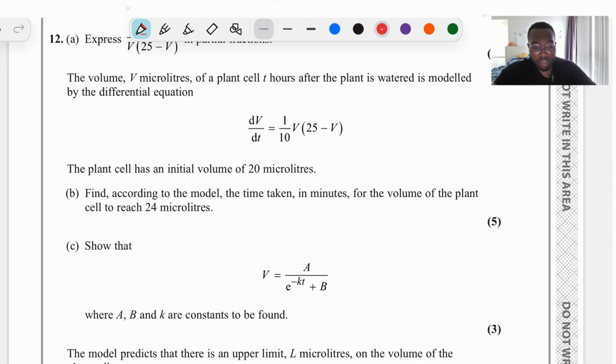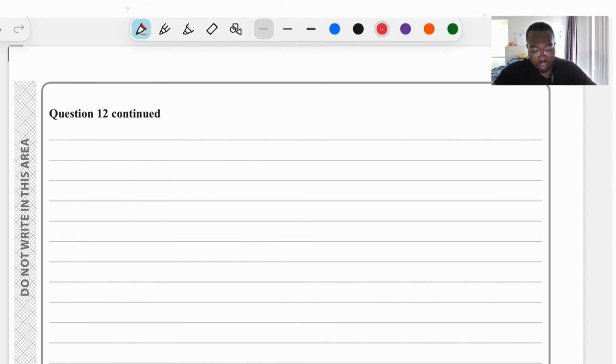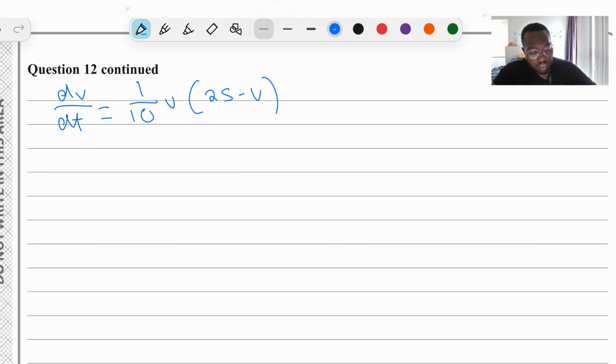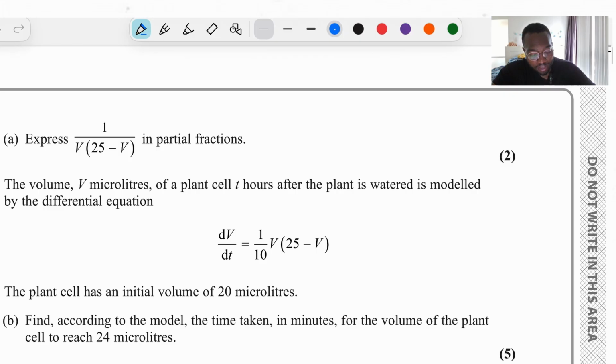So first things first, we need to work out the general equation. If I do that on this page here, what do we know? Well, we are told that dv over dt is equal to 1 over 10 v(25 minus v). So how can we work out the general equation? Well, again, with these, we want to get all our v's on one side and then all of our dt's, or all of our extra values, on the other side. In this case, we know that from part A we have this form here. So really, when it comes to these types of questions, when they tell you to express something in partial fractions, they want you to use that in the next bit.